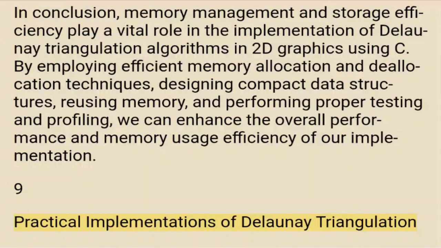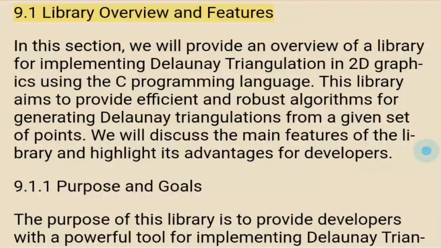9. Practical implementations of Delaunay Triangulation. 9.1 Library Overview and Features. In this section, we will provide an overview of a library for implementing Delaunay Triangulation in 2D graphics using the C programming language. This library aims to provide efficient and robust algorithms for generating Delaunay triangulations from a given set of points. We will discuss the main features of the library and highlight its advantages for developers.